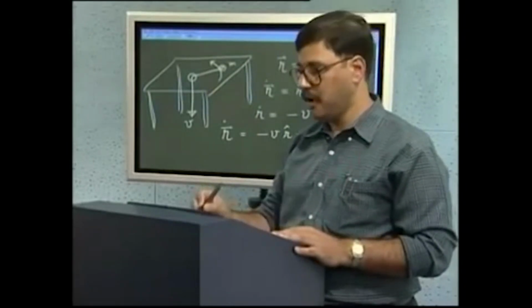So, the position of the particle at any time is given as r = r r-hat, and the velocity is r-dot = ṙ r-hat + r φ-dot φ-hat. ṙ is given to be constant and r is decreasing, so it is minus v, and therefore the velocity is equal to minus v r-hat plus r φ-dot φ-hat.